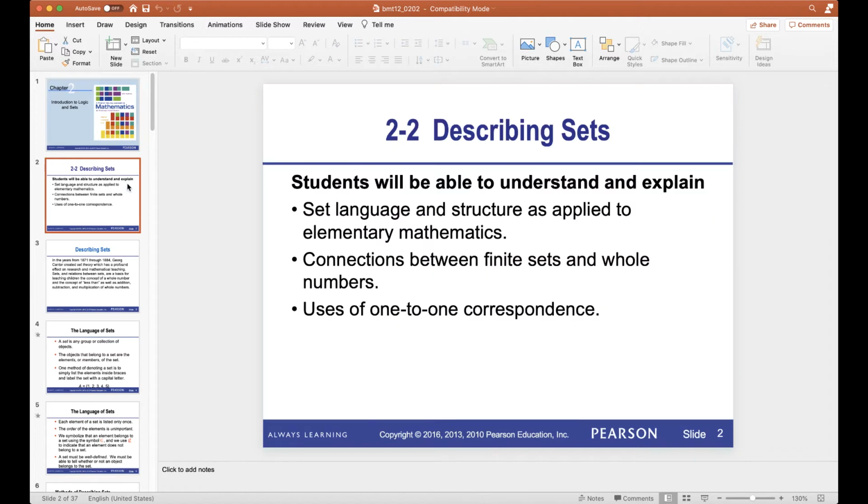Okay, so section 2 deals with sets. At the end of this section, you should be able to use set language and structure as applied to elementary mathematics. You'll see the connections between finite sets and whole numbers. And you should be able to see also what it means to have a one-to-one correspondence.